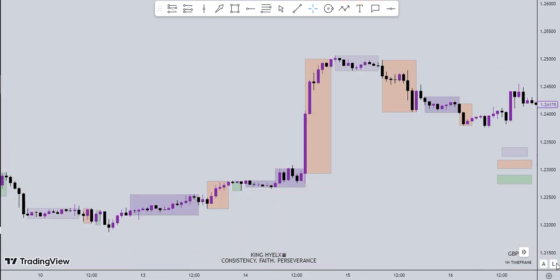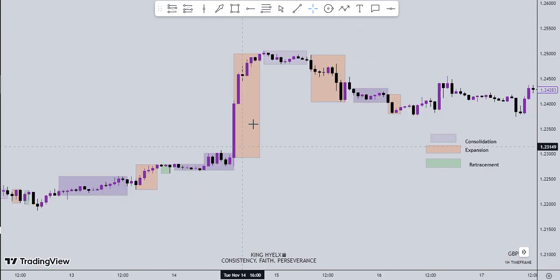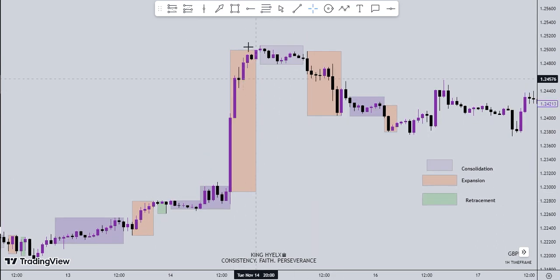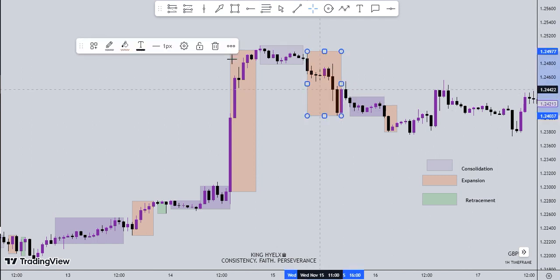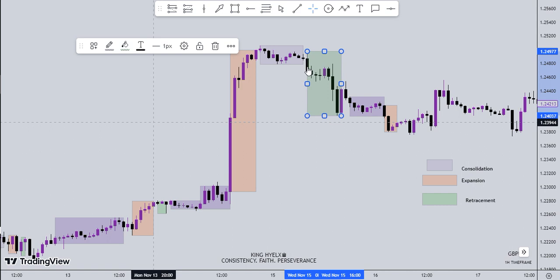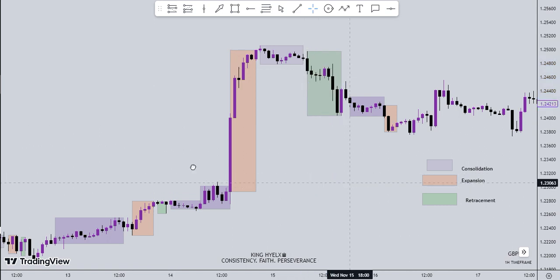Now what do you see after this expansion over here, right? Price moved back into this particular range that we traded, because these are range low, these are range high, and price moved back within the range. So this is what? This is our retracement.